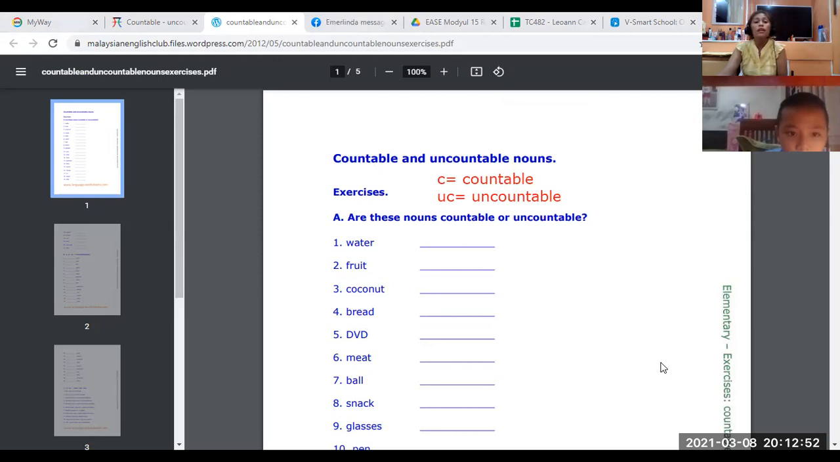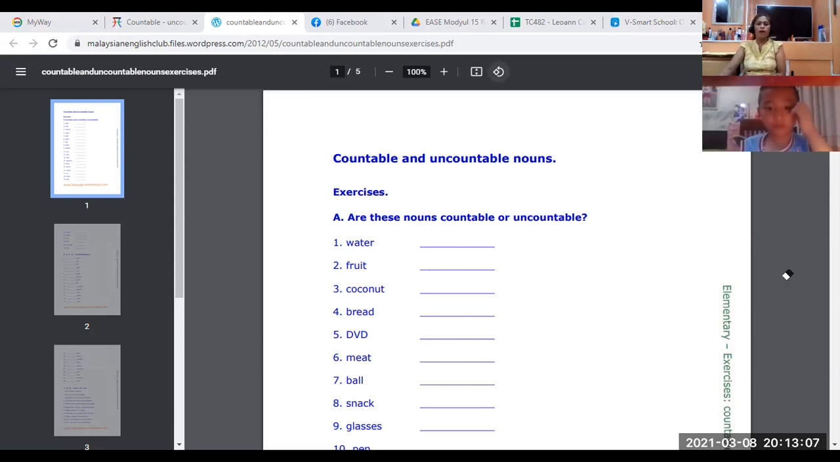Again, C for countable, UC for uncountable. You write your answer here. I will erase this one and you write it here. Okay, Kyo? Go. Very easy. Water. You write C or UC only. 1 to 10 first.